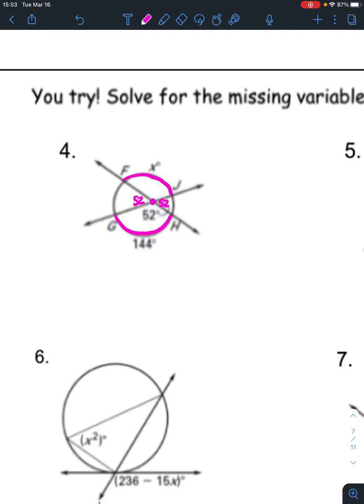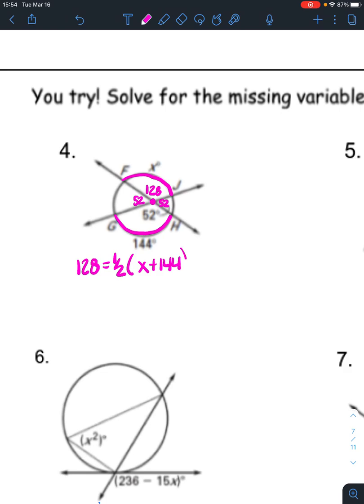Well, the arcs that I have are 144 and x. Unfortunately, those arcs don't have an angle that goes with them, but I do know how to find it because I have linear pairs. So this angle is 128, because those two add together to be 180. Well, now when the vertex is on the inside, not in the center, the angle is equal to half the sum. So the angle, which is 128, is equal to half the sum of the arcs.